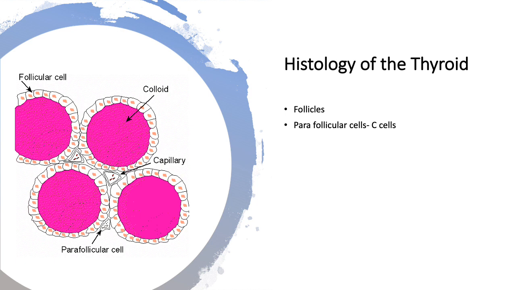In between the follicles there are parafollicular cells, or what we call C cells. These cells secrete calcitonin. So the medullary carcinoma of the thyroid arises from the parafollicular cells, and the papillary and follicular carcinomas arise from the follicular cells.